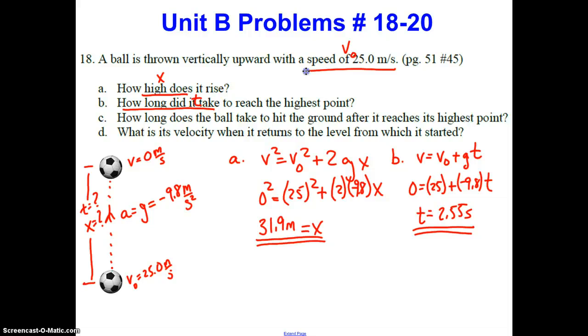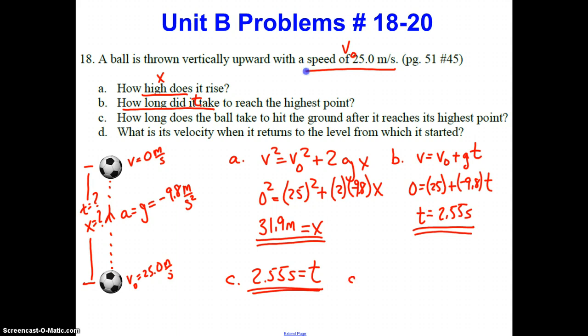C, how long does it take the ball to hit the ground after it reaches the highest point? And perhaps it's intuitive that the amount of time it takes for the ball to rise has got to be the same as the amount of time for the ball to fall. Acceleration due to gravity is constant. It acts equally on the object at all times. So if it took 2.55 seconds for the ball to rise, then it's going to accelerate downward at the same rate at which it was slowed down. So the answer is 2.55 seconds for the ball to fall back to the ground.